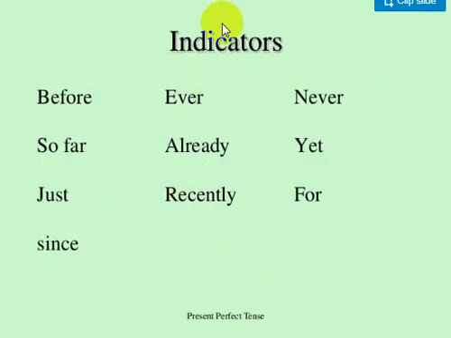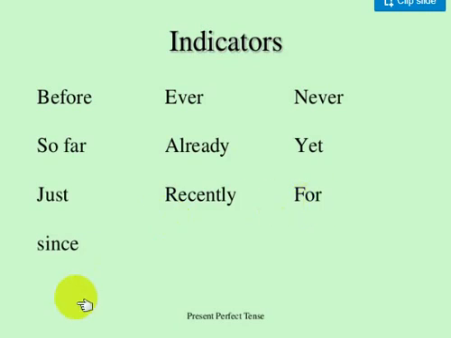Indicators here, some keywords: ever, never, so far. I have written 3 letters so far. Already: I have eaten my food, or I have already eaten my food. Yet: I haven't done my homework yet. Just and recently also are indicators for present perfect.